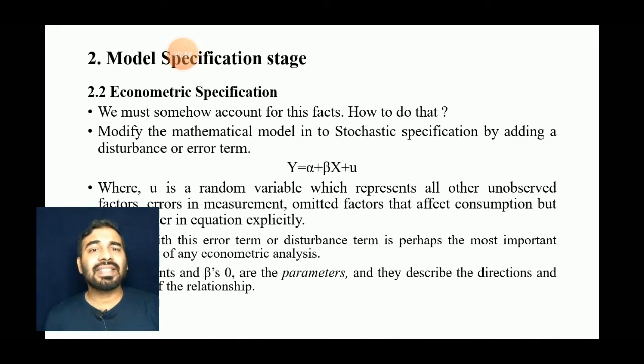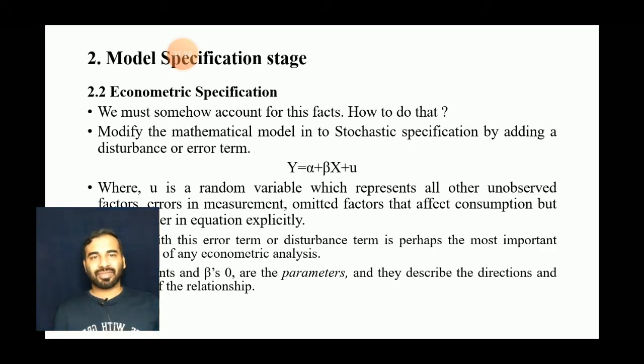Dealing with this error term is the most important exercise in econometric analysis. So from this onwards, we are dealing with how to deal with these error terms. What is the error term? What are the things the error term will capture? How to measure these error terms? What are the assumptions related to these error terms? And what will happen if certain assumptions about this U are violated? These are all the subject matter of econometrics, more specifically.